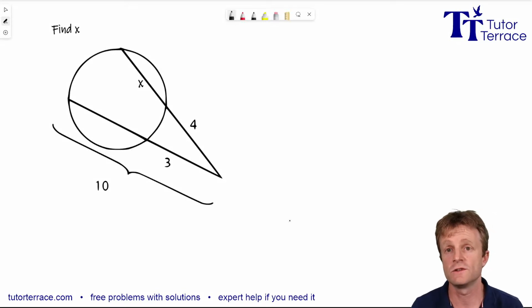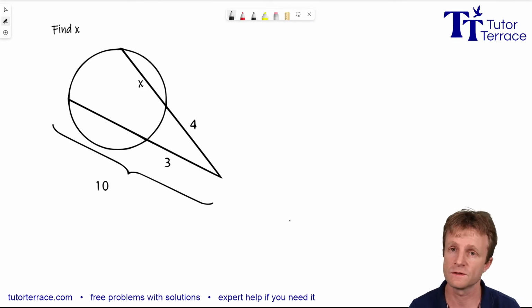Here's a fairly tricky geometry problem. Give it a try, pause the video, because the solution's coming up.